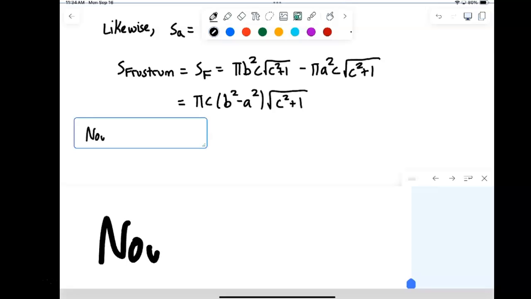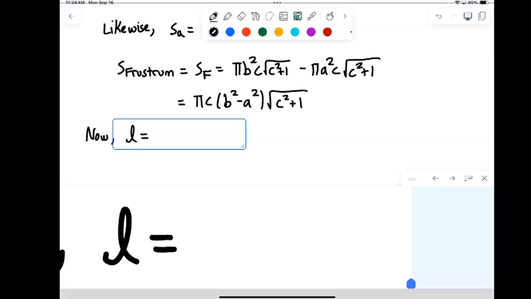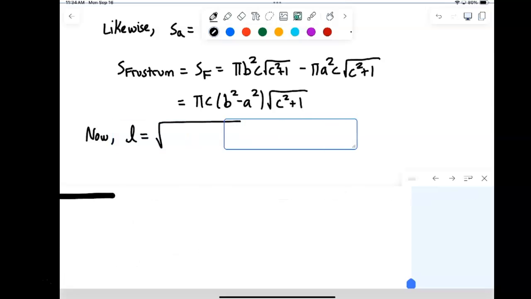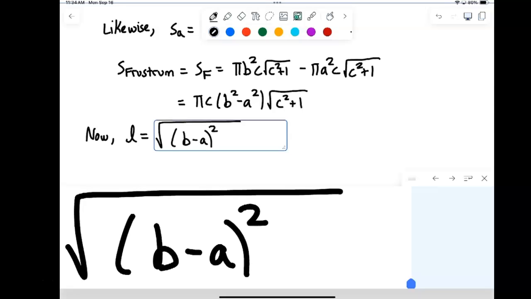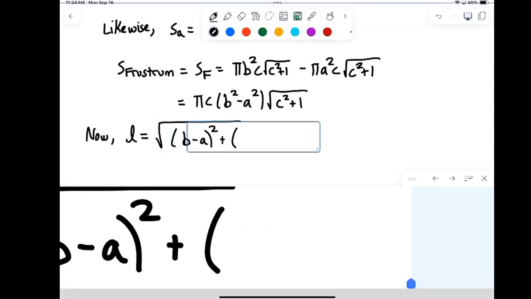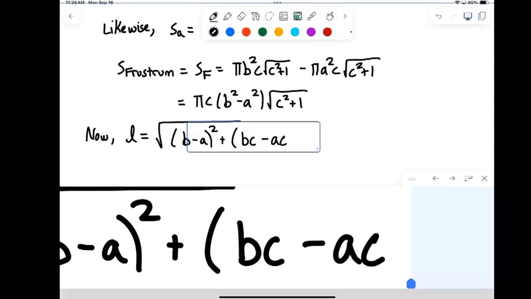So now L, the length of the frustum, by the distance formula is the square root of the difference of the x's, so b minus a squared, plus the difference of the y's. Remember, that's BC minus AC squared.